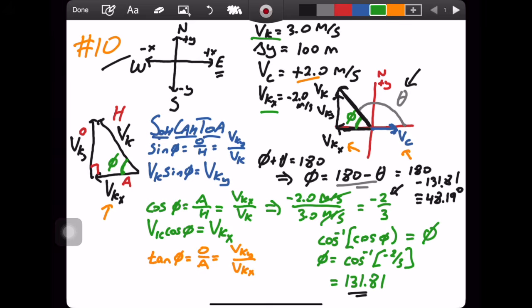This phi clearly is something that is less than 131.81 degrees. That happens to be 48.19 degrees, which makes sense.